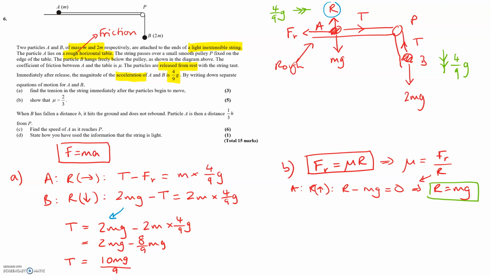So in order to do that, I can come over here and use the equation that we wrote down for A before. I know what T is now, so I can sub that in. So T from the previous part is 10mg over 9 minus the friction equals 4/9 mg. So to find the friction, then I can just rearrange that. If I rearrange that, I get the friction is 6mg over 9.